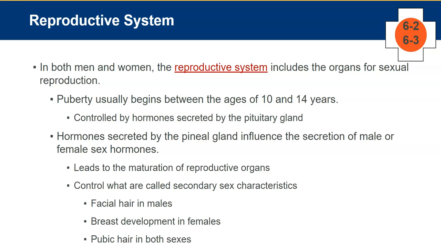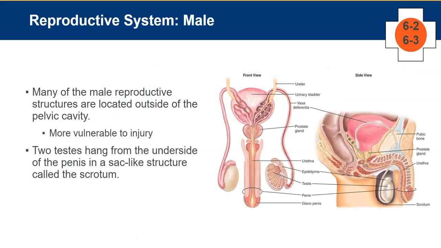Now, that's triggered by something from the endocrine system, the pineal gland, influencing the glands of the reproductive system to release particular sex hormones. Testosterone in males will lead to development of facial hair and pubic hair, and estrogen in females will lead to, say, breast development and also pubic hair as well.